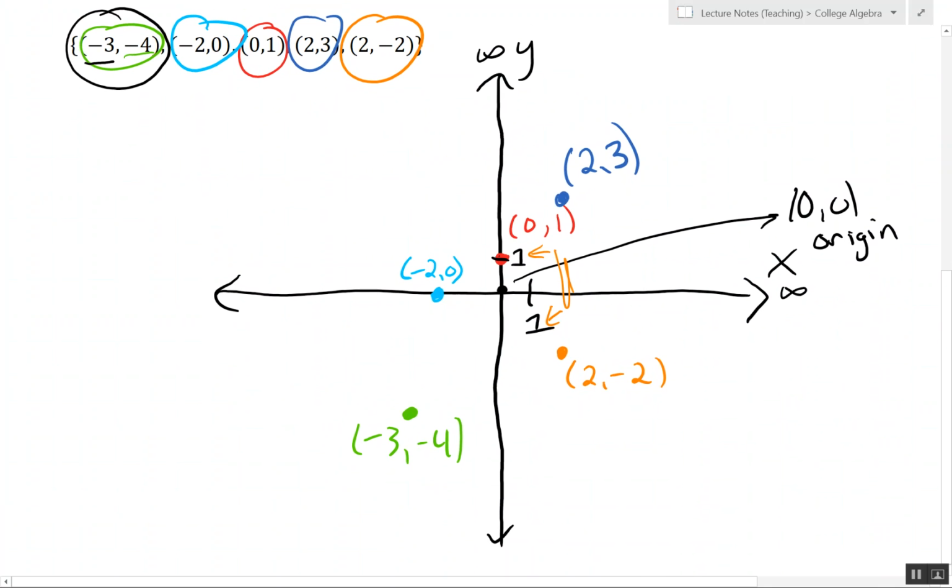Our next video is going to talk about tables and equations, and we're going to actually look at graphing entire equations on the XY plane. So see you then.